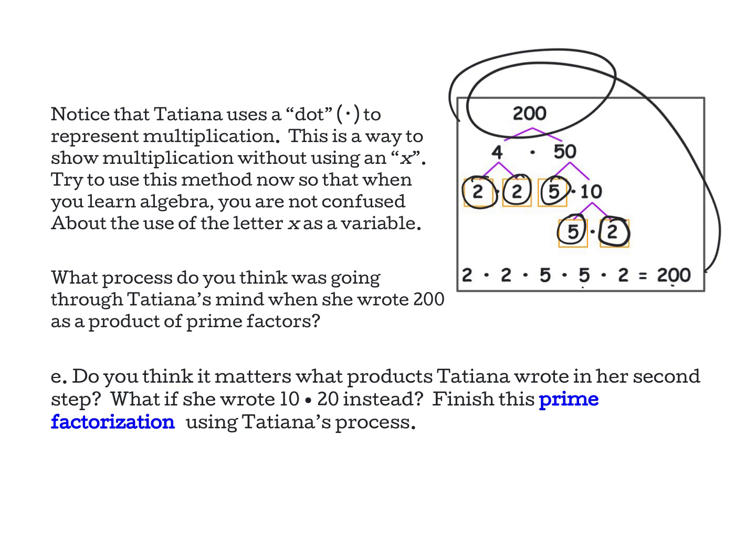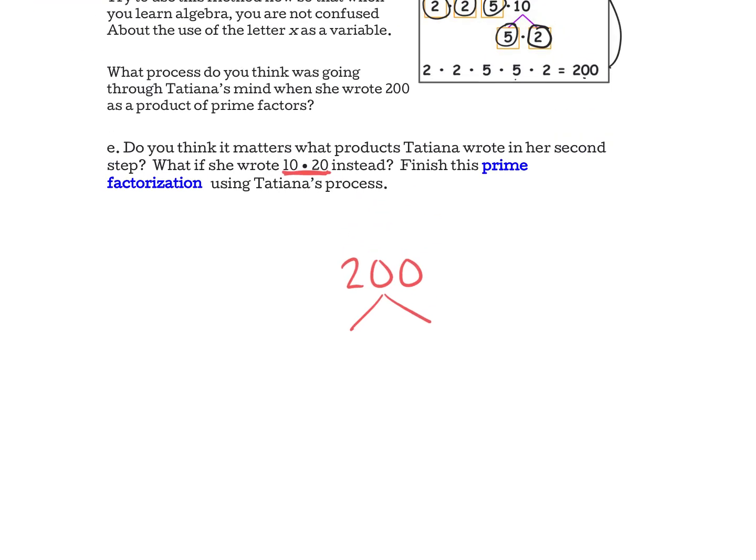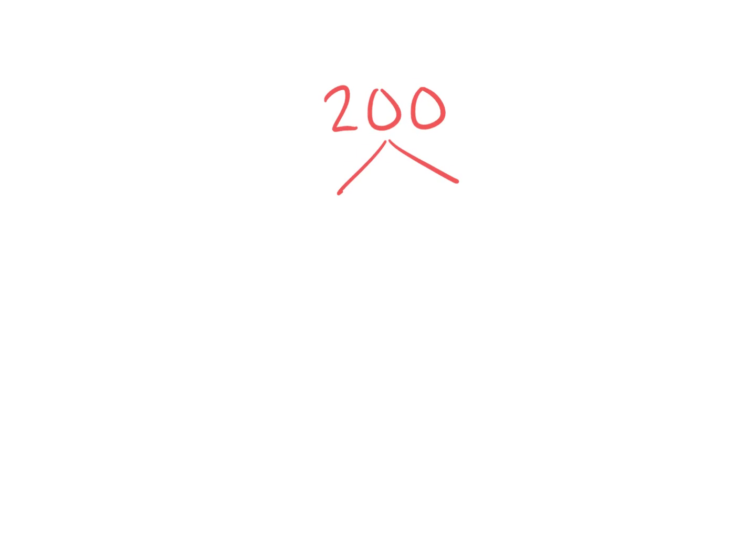Then it says down here, do you think it matters what products Tatiana wrote in her second step? What if she wrote 10 times 20 instead? So her second step was 4 times 50. They said let's see what happens if she used 10 times 20. So let's do a 200. Write this with me in your notebook. And then they want us to use 10 times 20.